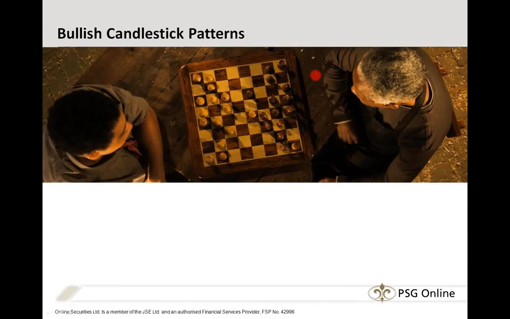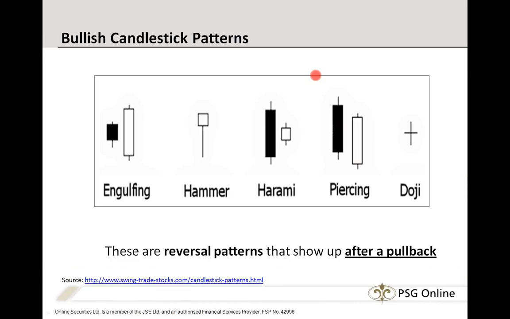So let's talk about some chart patterns. As I say, these are the 5 most popular candlestick patterns you can look at. These are basically reversal patterns that show you after a pullback. So this is when the market has fallen already. That's what we call a pullback, when the market has retraced. These are the patterns that you might see at the bottom of a trend. Okay, so we'll go through each one of these individually and talk about them in more detail.